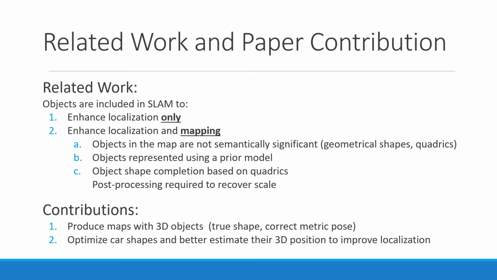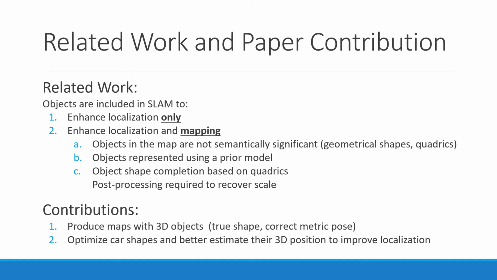In the literature, objects are included in some systems to enhance localization of SLAM only, whereas others are also concerned with mapping. These are the systems we compare our maps to, and they are represented in three groups. The first group represents objects in the map as geometric shapes and quadrics, which is not semantically significant. The second group represents objects using a prior model where one template is used to represent the detected objects in the map. Finally, the third group represents objects by completing their shape based on quadrics and not on the incomplete object point cloud, which we will be doing in our system.